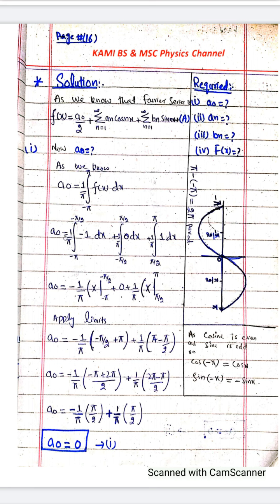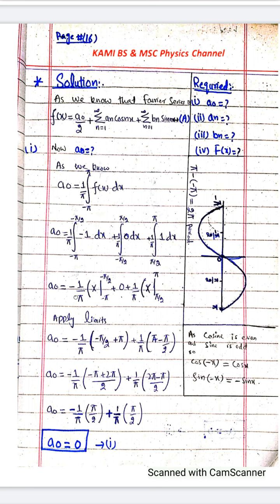So now we know that a naught is equal to 1 over pi, integral of f of x. For the first part f of x is minus 1 and the limit is minus pi to minus pi by 2, so integral of minus 1 dx, plus 1 over pi integral from minus pi by 2 to pi by 2 where the function is 0, plus 1 over pi integral from pi by 2 to pi where the function is 1.